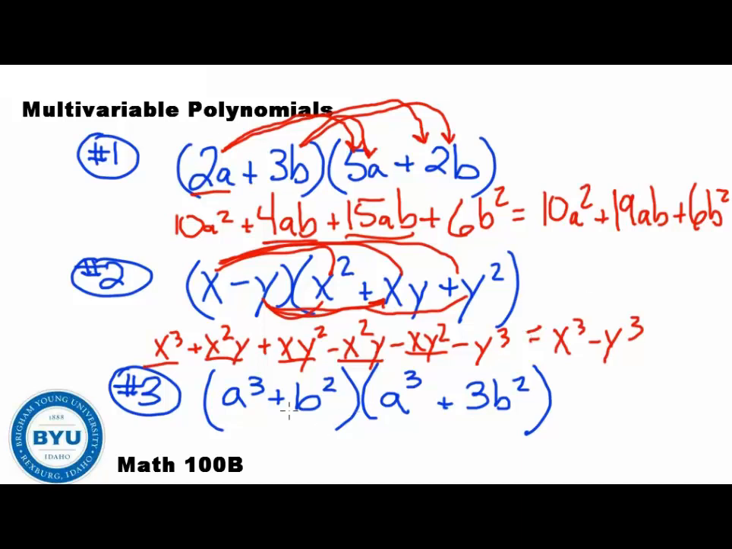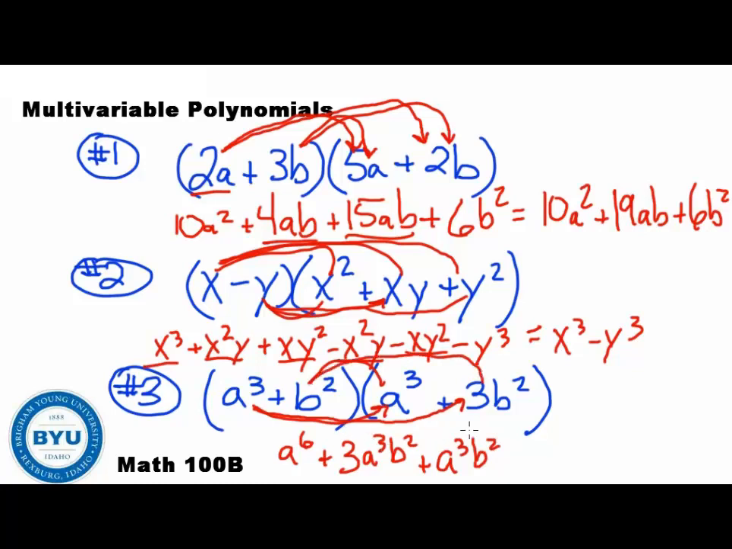Interesting. Okay, on this last problem here, I'm going to multiply a cubed by a cubed. That's a to the... Ooh, what'd you get? You should have said 6. If you put 9, you missed your exponent rules. Remember, when multiplying powers, we add the exponents. So that's a to the 6th. We then multiply a cubed here, and we get 3a cubed b squared. Then we multiply b squared times a cubed. We get plus a cubed b squared. And then these last ones together, we get plus 3b to the 4th power, because you add the exponents.